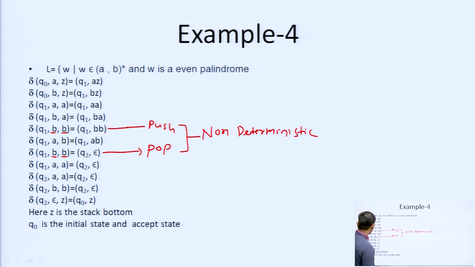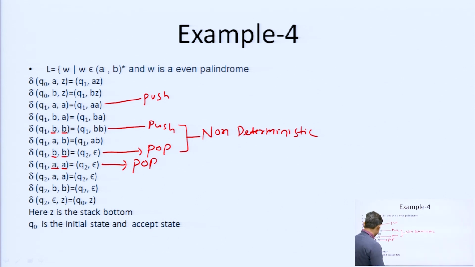In the single state Q1, input is B, stack top is B, we push B into the stack. And in the same Q1 state, input is B, stack top is B, we go to Q2 and pop B from the stack. That's why this is a non-deterministic pushdown automata. Also here in Q1, A, A, we push A into the stack, and in Q1, A, A, we pop A from the stack. Because of this, it is a non-deterministic pushdown automata.